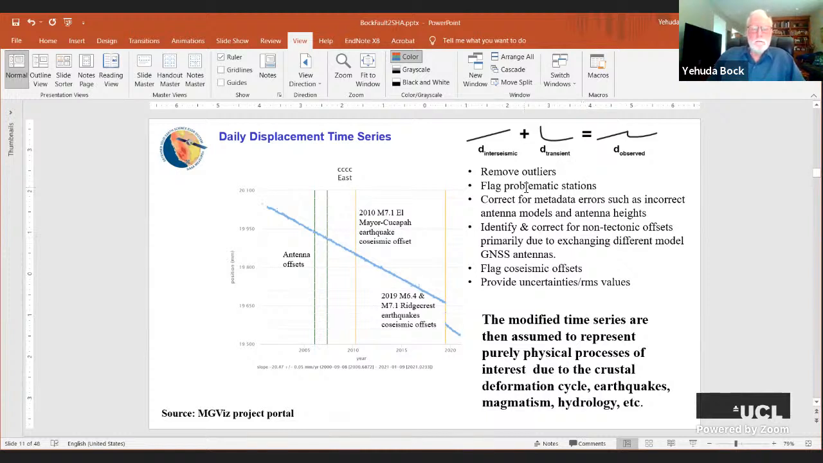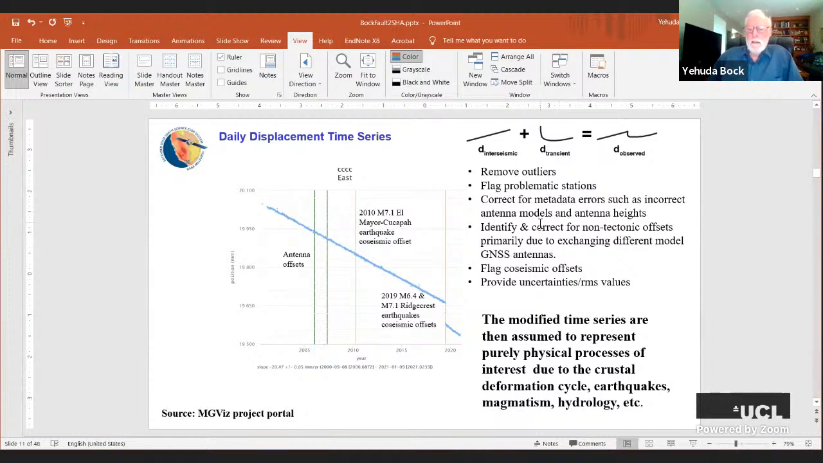People don't appreciate that this is a very intensive process, to be able to take these time series and squeeze out the information that you want with as high accuracy as you can. There's a whole bunch of problems that you have to go through in order to use these time series well. There are outliers, there are problematic stations, which I'll show you an example. We have to correct for metadata errors, such as if people don't record well the different antennas or antenna heights at the station, which complicates and introduces spurious artifacts in the time series.